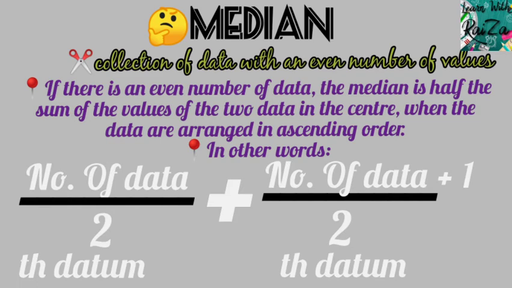To find the median, children, we can use this special equation. The number of data, that means how many data are given, should be divided by 2, and that datum plus the datum at the number of data divided by 2 plus 1. I don't think you understand this equation and these definitions yet. You feel like, my god, this is crazy. But this is very easy, not crazy. It is very easy when we do questions. So let's discuss more in the question.